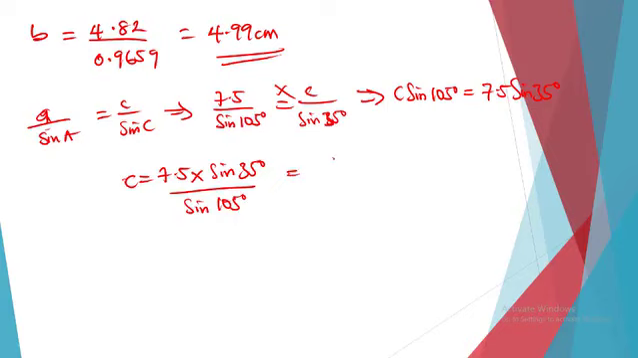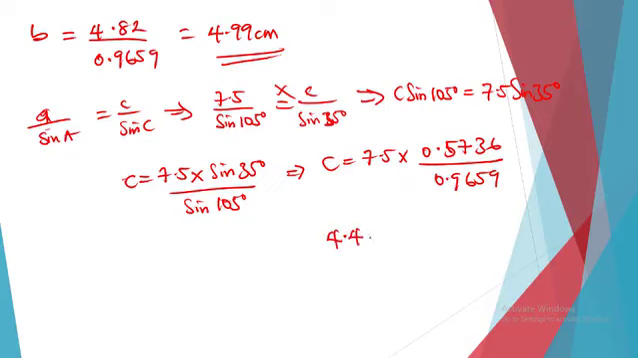That will give us c equal to 7.5 times the value of sine 35 degrees, which is 0.5736, all over sine 105, which is 0.9659. If you multiply this and divide, you have your answer to be 4.45 centimeters.